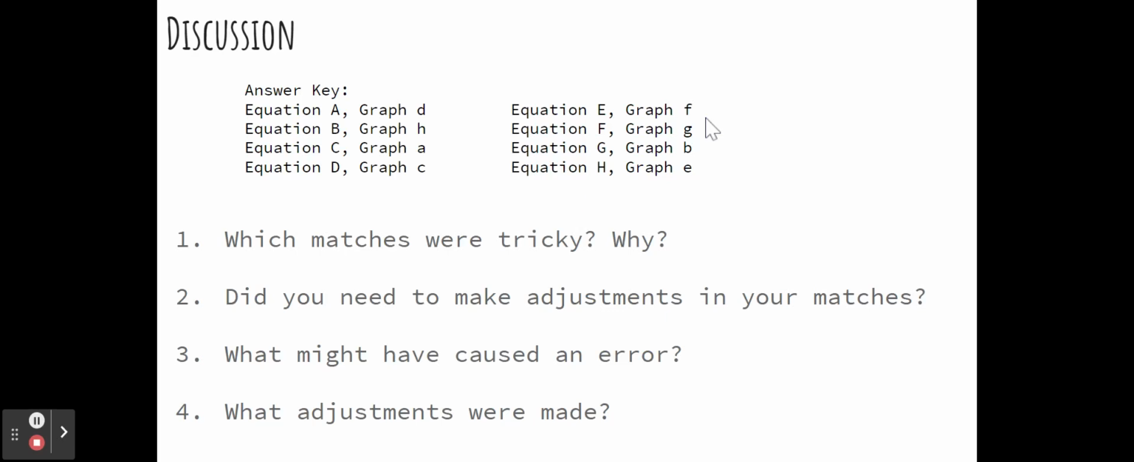All right, here is your answer key. So if you'd like to, you can pause so you can double check your answers.